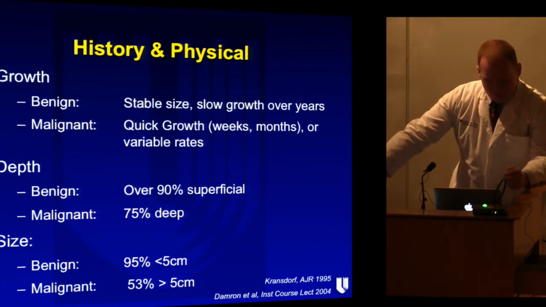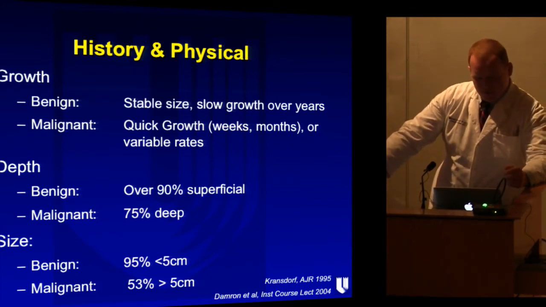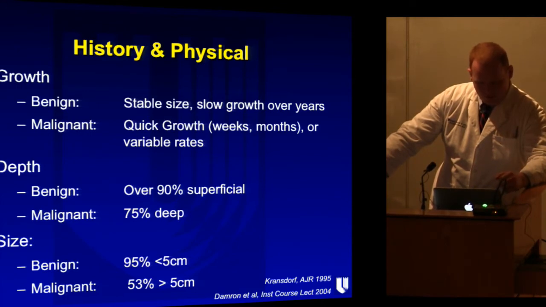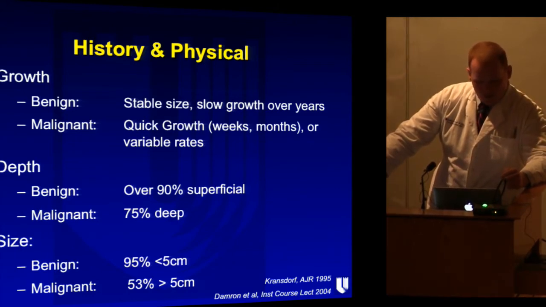Also, depth within the soft tissue can be informative, as over 90% of benign masses are superficial, while 75% of malignant masses are deep within the soft tissue. Finally, size is also important, with 5 centimeters in diameter being a general cutoff for benign versus malignant lesions. However, while benign lesions are under 5 centimeters about 95% of the time, malignant lesions are a little bit more variable.